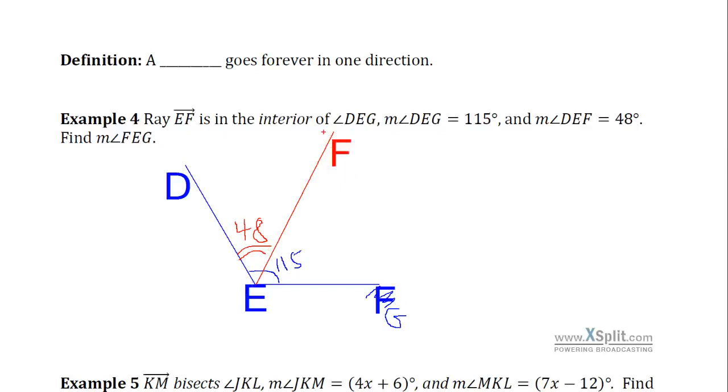EF is a ray that is in the interior of DEG. Yes, looks correct now. And DEG is 115 degrees. DEF is 48 degrees. Excellent. Question now is, how big is FEG?